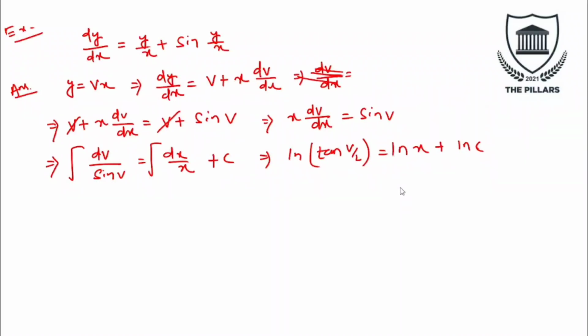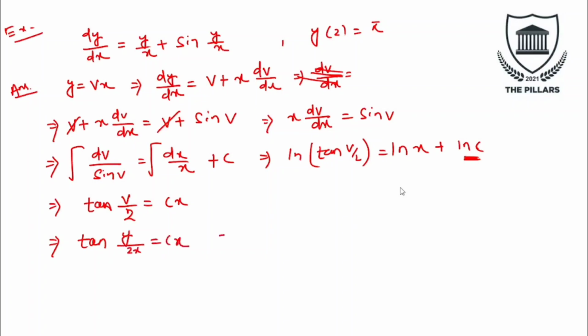Remember, whenever we are not sure about this integration, I have used c here, but after the integration, whenever you get log terms on either side or on one side, then we take this arbitrary constant as log c. Now, using the properties of logarithm, it will be tan(v/2) = cx. I forgot to write here, the condition is y at x = 2 is pi. We know the value of v is y/x, so by substituting you will get tan(y/2x) = cx.